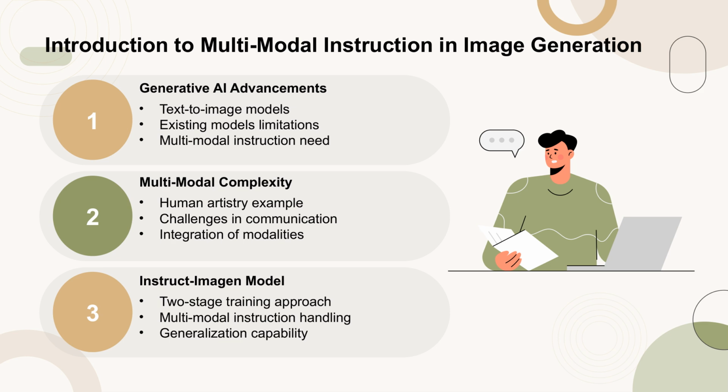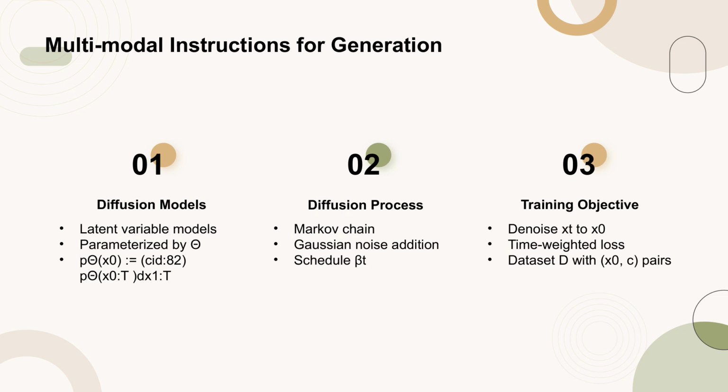This section introduces diffusion models, which are latent variable models parameterized by theta. These models are defined by the integral of the joint distribution over latent variables. The diffusion process involves a predefined Markov chain that adds Gaussian noise to the data according to a schedule beta_t. Training these models involves learning to reverse the diffusion process, specifically by denoising x_t back to x_0, using a time-weighted square error loss. The training dataset D consists of pairs of images and their corresponding conditions.